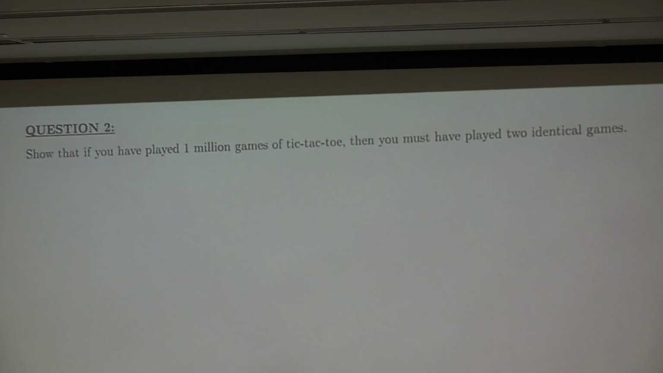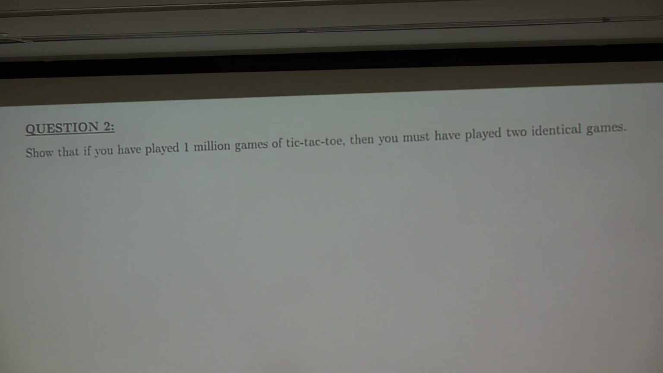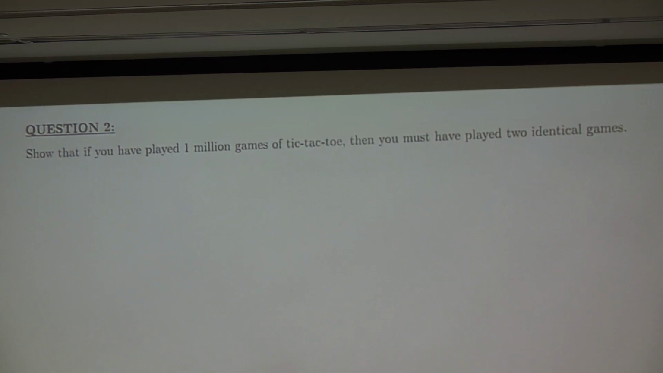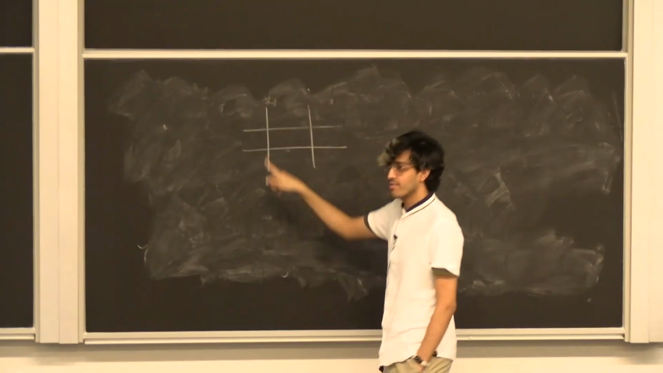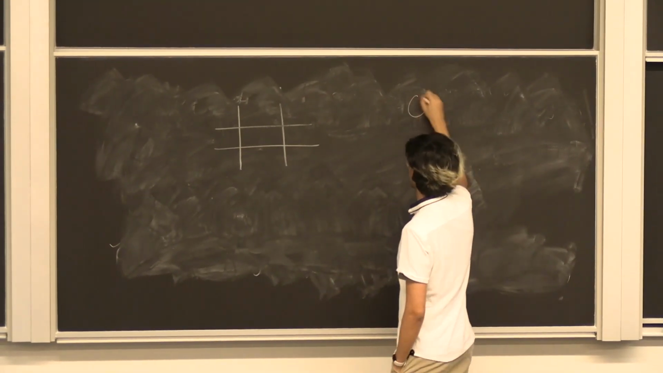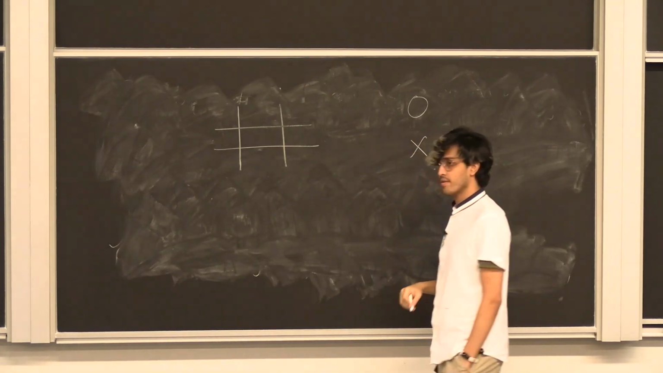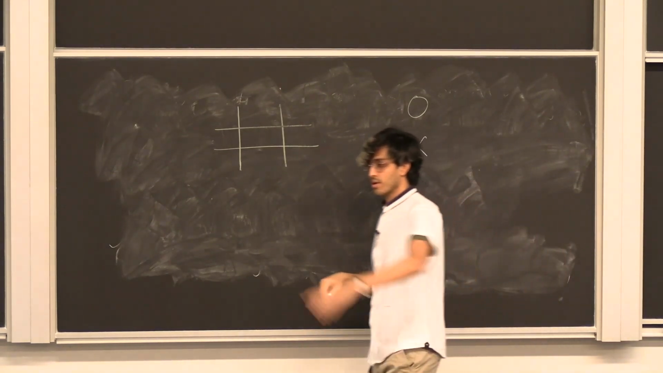Is there anyone here who doesn't know what tic-tac-toe is? No? Everyone's okay with tic-tac-toe? Okay, so tic-tac-toe is a game that is played by 2 players. It is played on a 3x3 square. And then one player is zeros, and the other player is X.